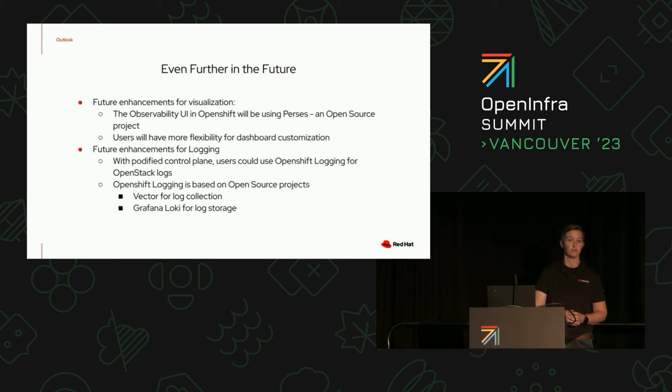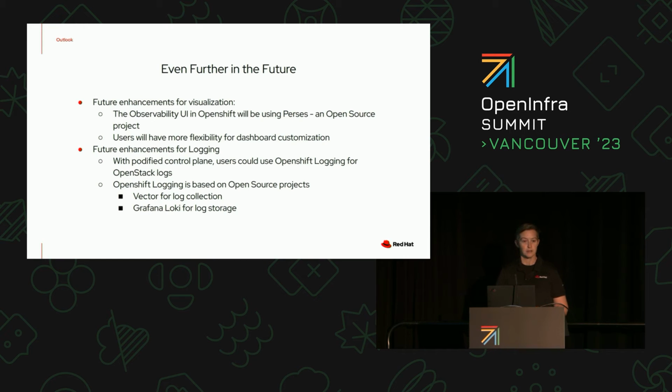Even further in the future, we've been talking a little bit about OpenStack 18 within this conference. We have some even further enhancements for visualization. We're changing the OpenShift Observability UI to use Perses, which is an open source project that will be a little bit more Grafana-like. People will be able to create their own dashboards, change the dashboards, and get a much better customization technique and a lot more flexibility there.